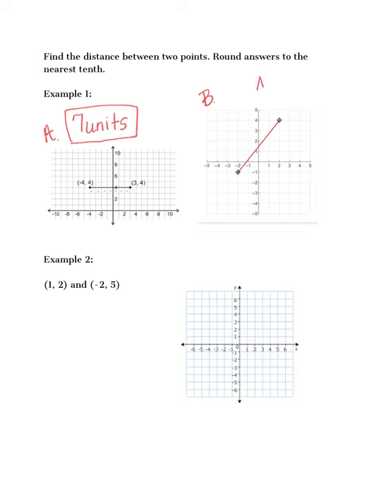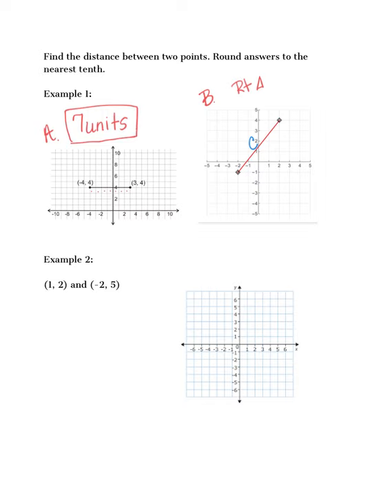So in order for me to make this work and find the distance between those 2 points, in order to find out how long that slanted line is, I have to create a right triangle. So what I'm going to do is I am going to use this slanted line as my side C. And I'm going to create the other 2 sides.